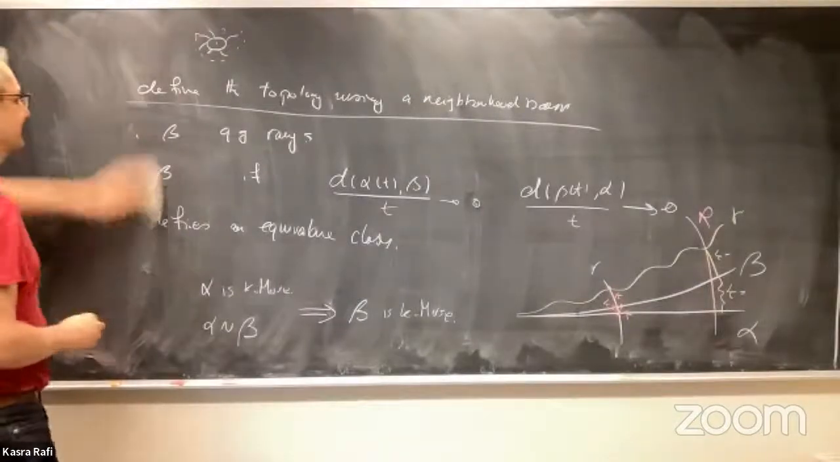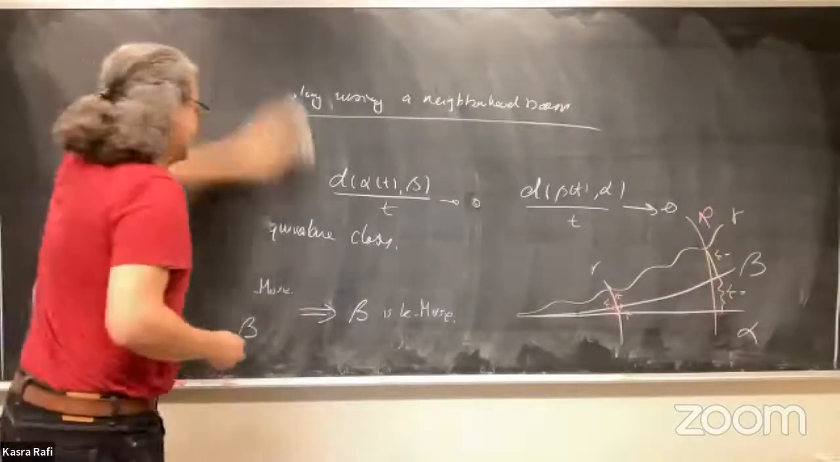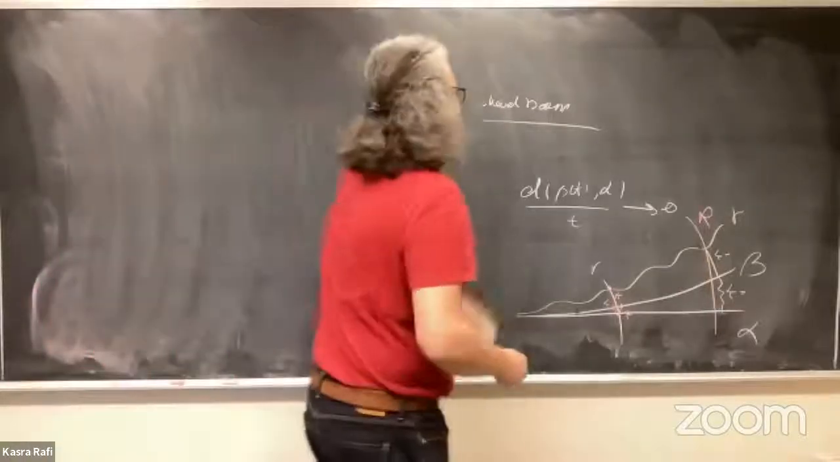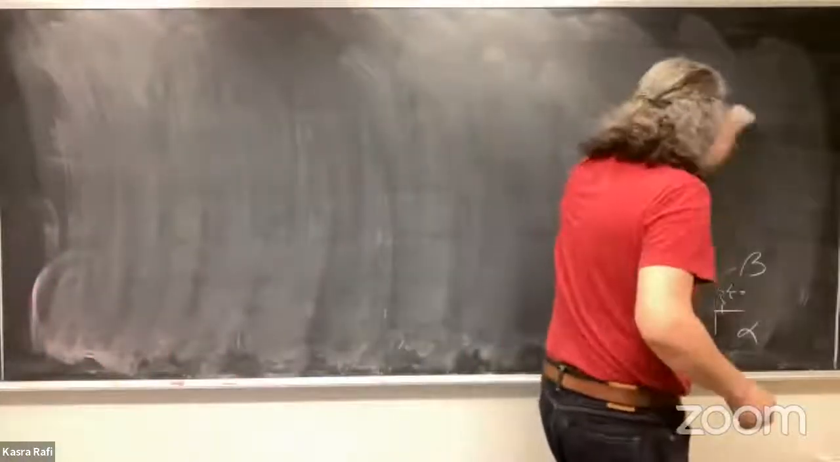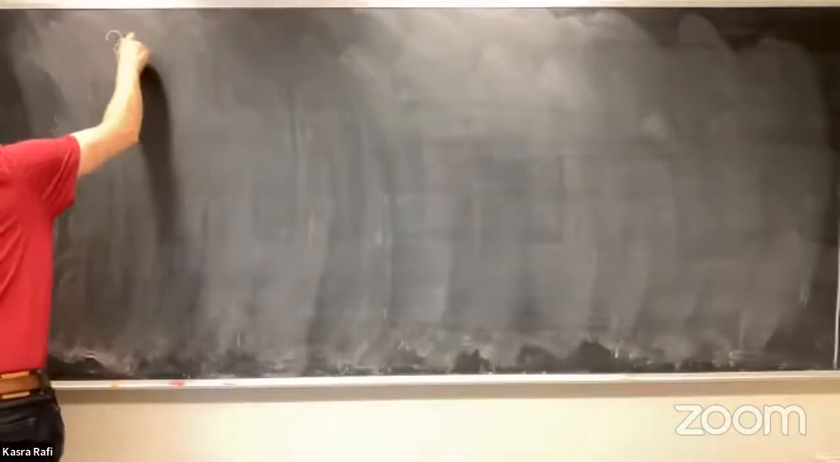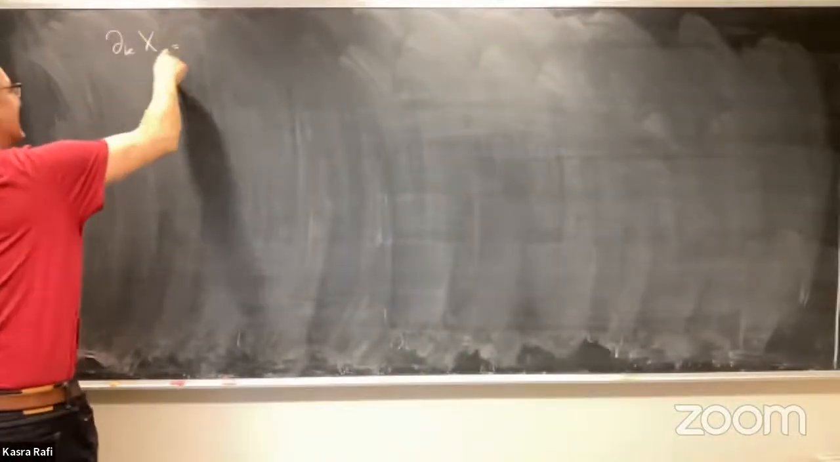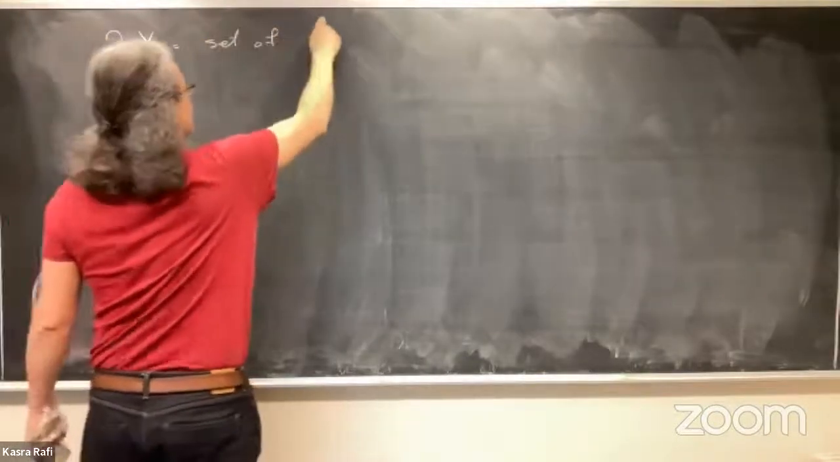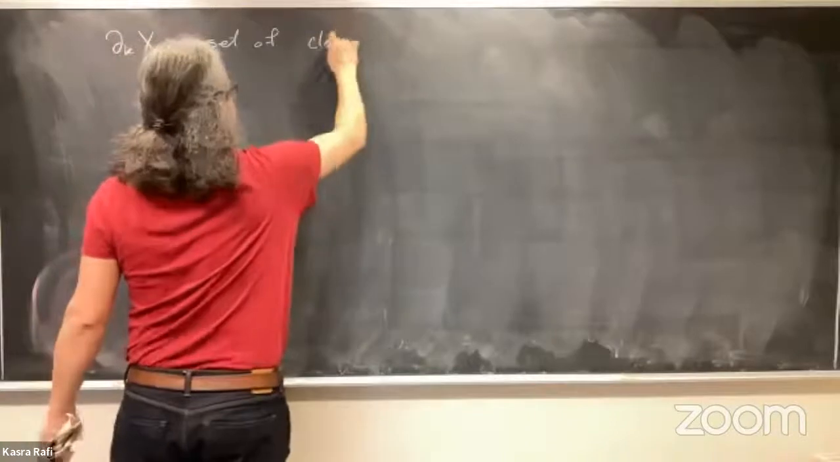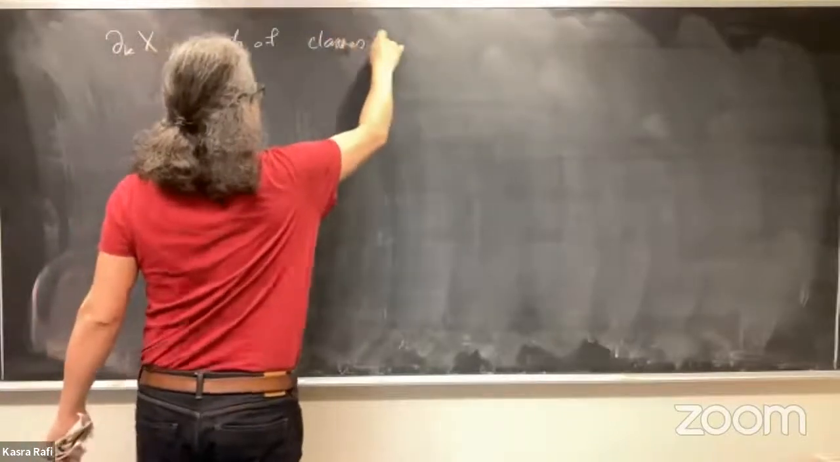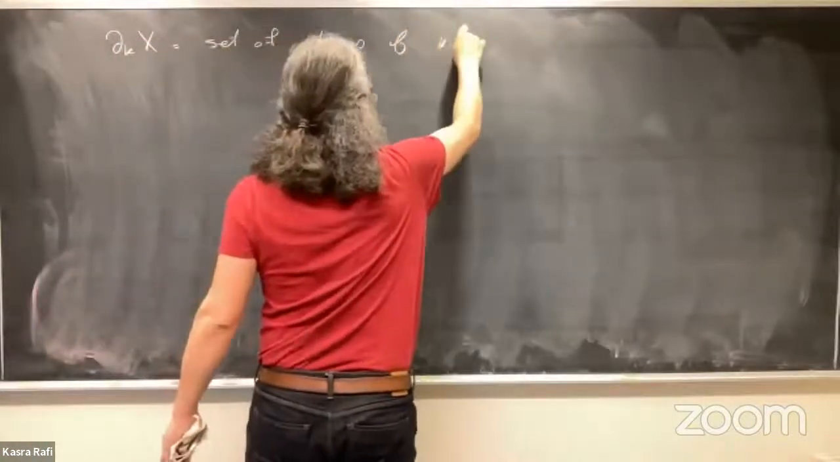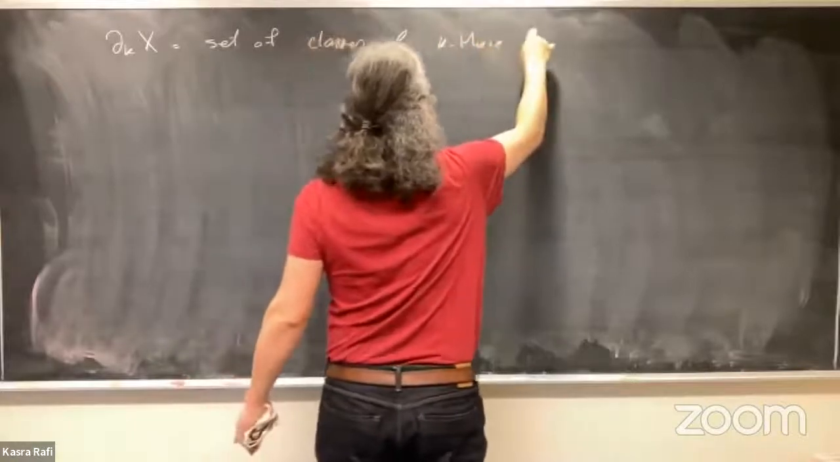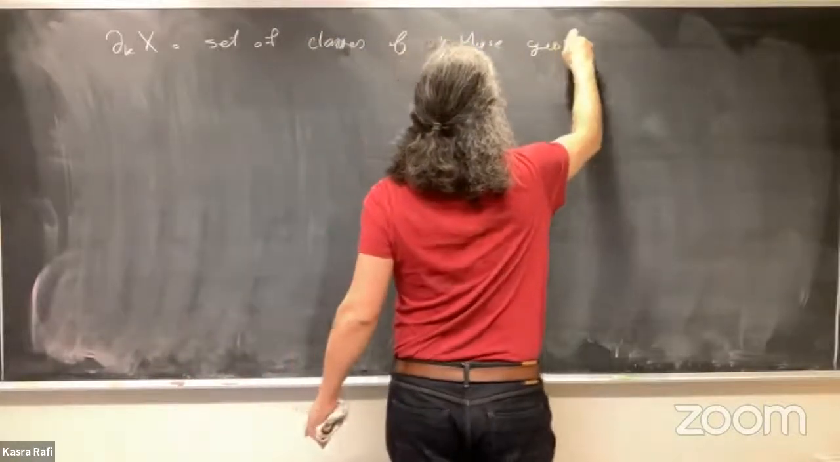All right. So very good. So with this in mind, then I can actually define the points on the boundary. Right. So the kappa boundary of X as a set is the set of classes of kappa Morse geodesics.